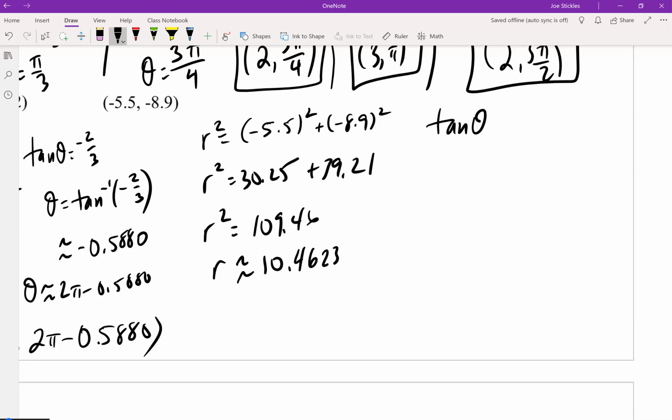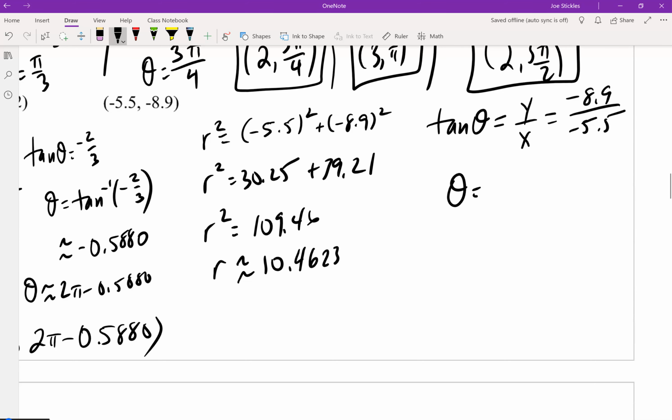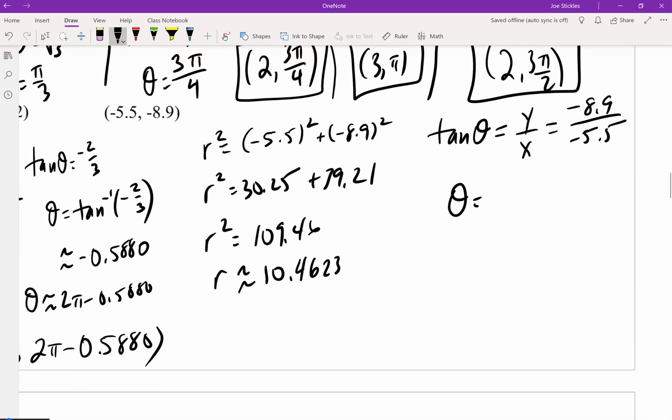I know I went quickly through the r, but it literally is just a matter of plug in the x, plug in the y, find the r. I spend more time on the tangent because it's the harder one. At least I think it's the harder one. All right, so tangent of theta is y over x. Y is negative 8.9. X is negative 5.5. That's not one of those angles that I know the tangent of. So I need to put this in my calculator.